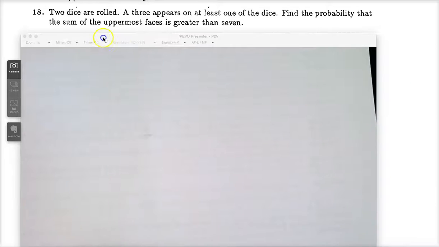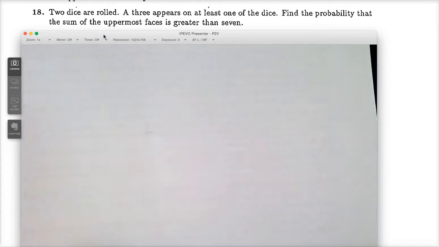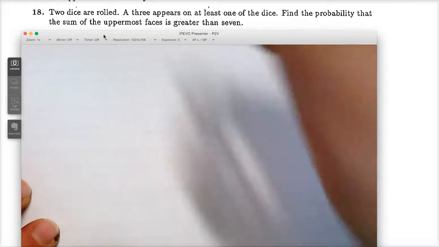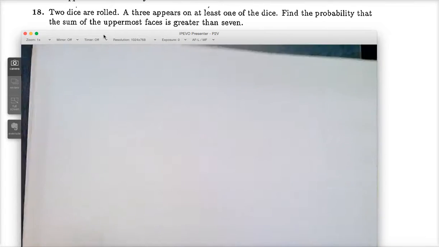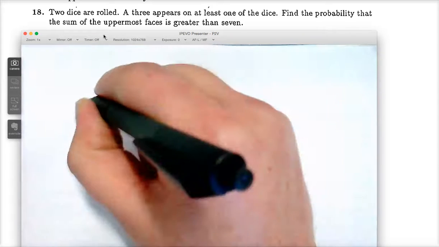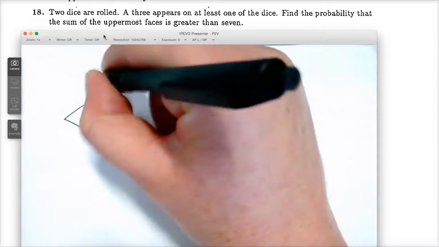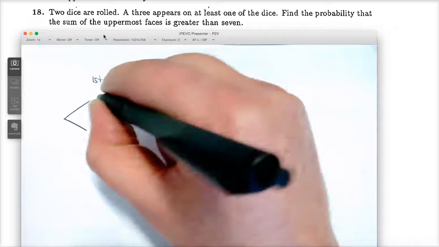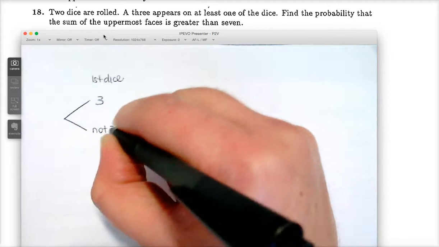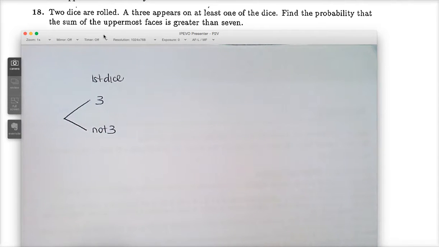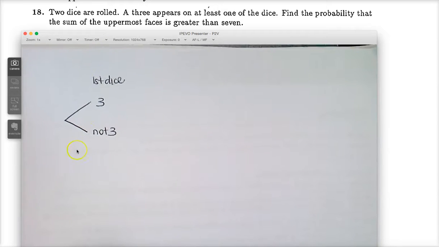Question 18 says 2 dice are rolled and a 3 appears on at least one of the dice. So we know we've definitely got a 3, and one of the other numbers is something else. So girls, how do we do our tree diagram? Dice 1 and dice 2. First dice, yep. It's a 3 or not a 3. That's what I'm going to do for this one. But it doesn't have to be that.